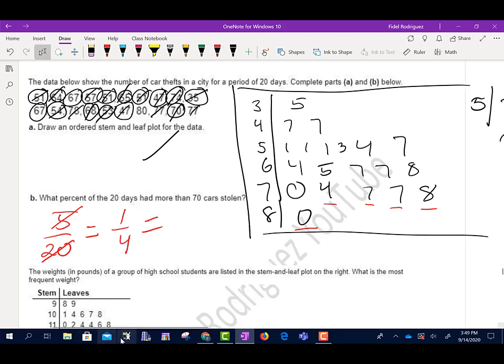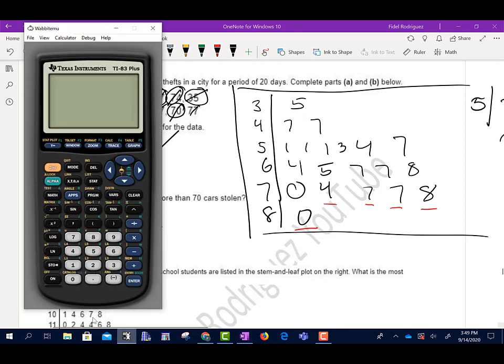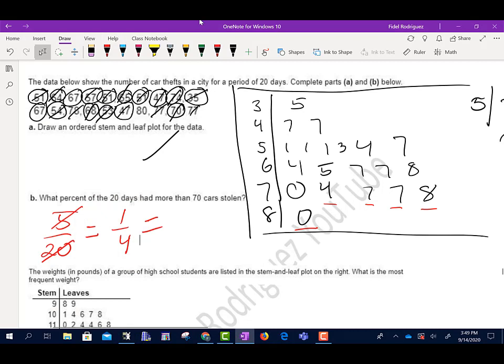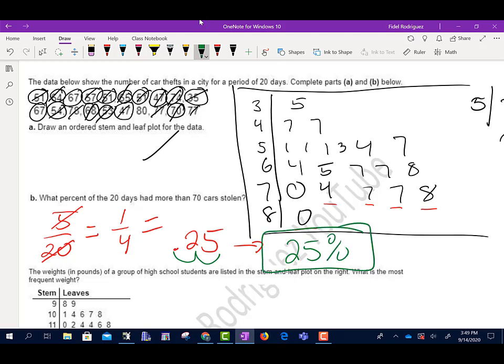And because it's asking me for a percent, I'm going to go ahead and get my calculator going. Let me turn it on. Let me clear it. 5 divided by 20, or I could do 1 divided by 4. Either way, I'm coming up with 0.25. Okay. So as a decimal, this is 0.25. And if I want to convert that to a percent, you may remember this. And if you don't, I'm going to show you right now. You're going to move your decimal point 2 spaces to the right, and we'd have 25%. Okay.